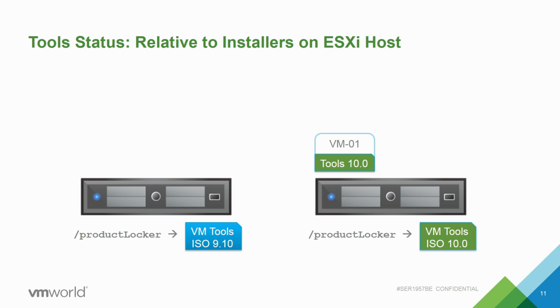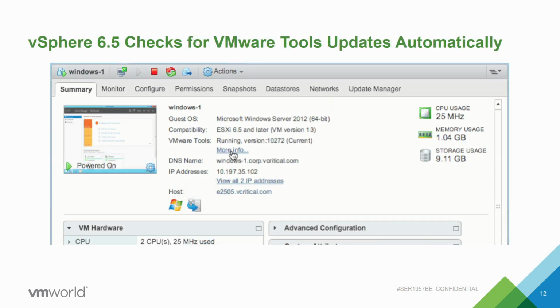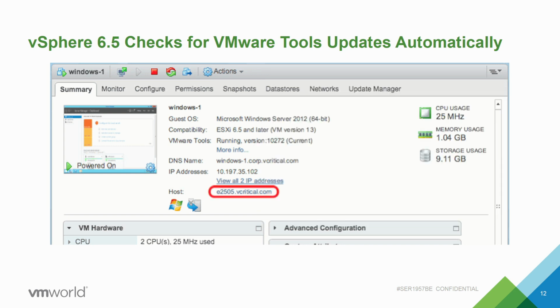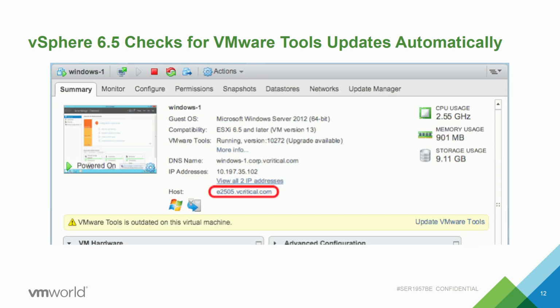Now, the thing here is this version update detection only occurs when there's a power operation. So you either have to reboot your VM or you do a vMotion. That would count too. And so if you just updated the tools on a host, the VM will not instantly recognize that there's an update available. At least that's the way it was up until vSphere 6.5. As of 6.5, we've added a polling mechanism. So now it's no longer necessary to have a power operation for a VM to determine if there's an update.